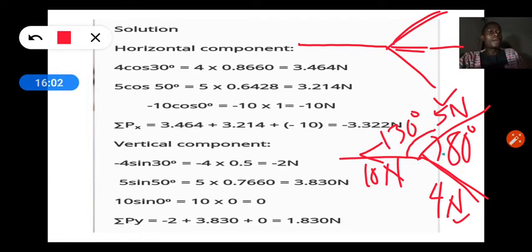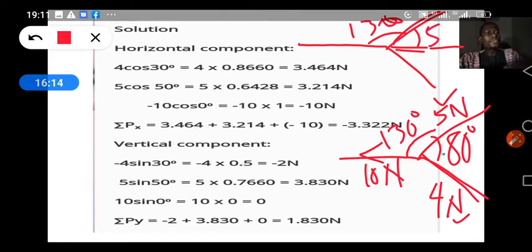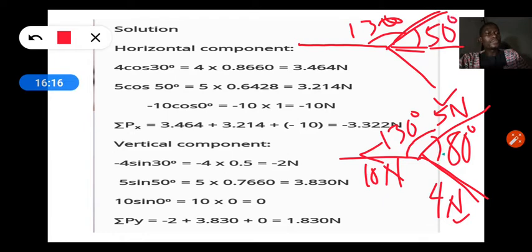Okay, if here is 130, it means the remaining part of this is what? If here is 130, here will be 50 degrees. Okay, so it means the remaining part here will now be 30 degrees. That's how we are going to divide the 80. And sum of angles on a straight line, I've made a sketch.